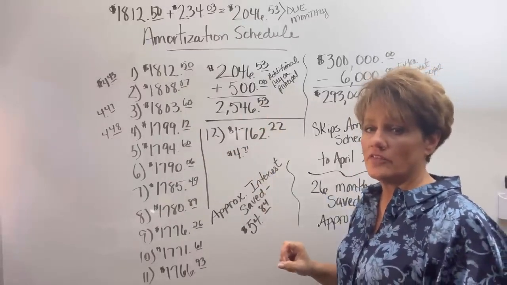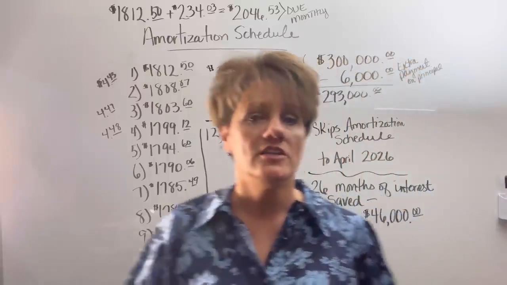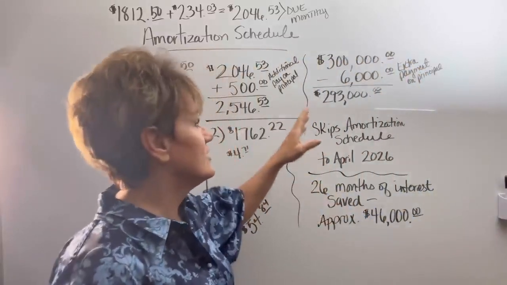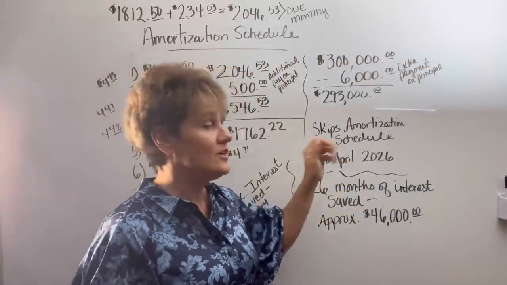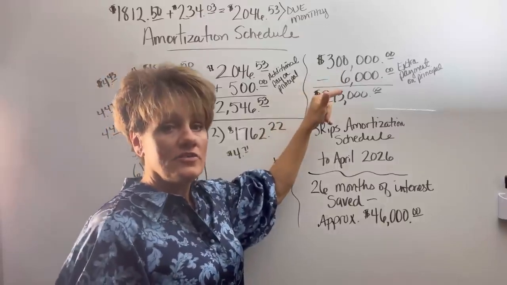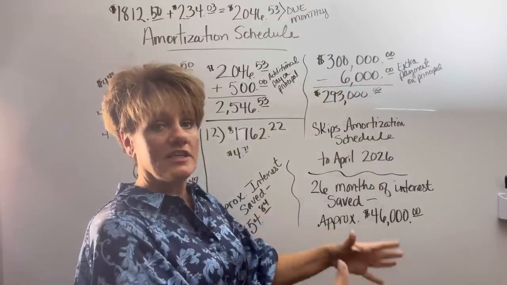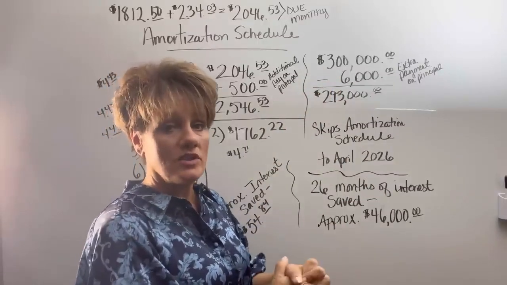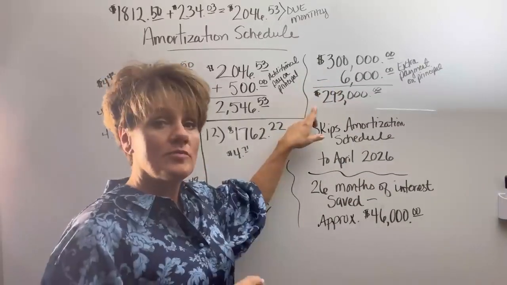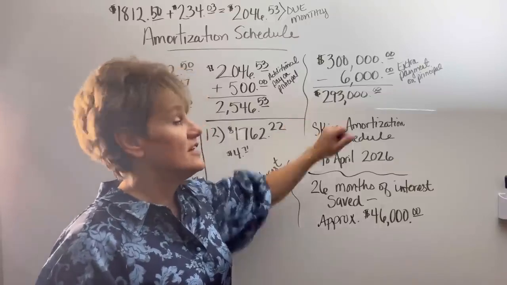So that means that you have an approximate interest amount saved of $54.84 over this whole 12-month period, making these $500 chunks per month. But let's step over here and look at the $6,000 chunk that I was talking about in the previous video. With the balance starting at $300,000 for the home that you bought, when you put $6,000 directly into that principal amount with your first payment, it's going to bring the balance down to $293,000.